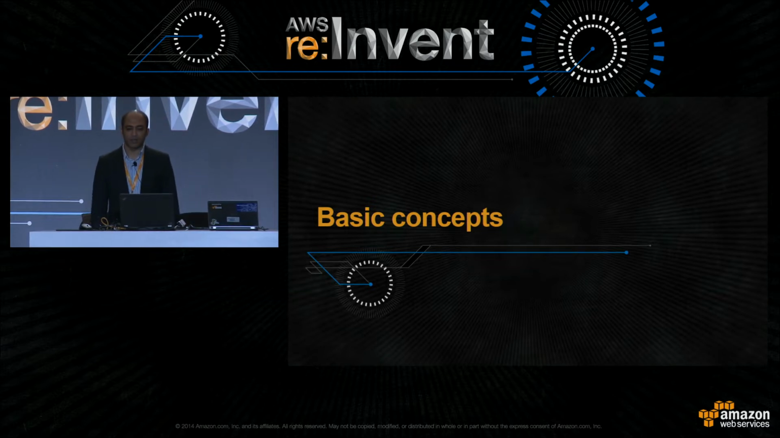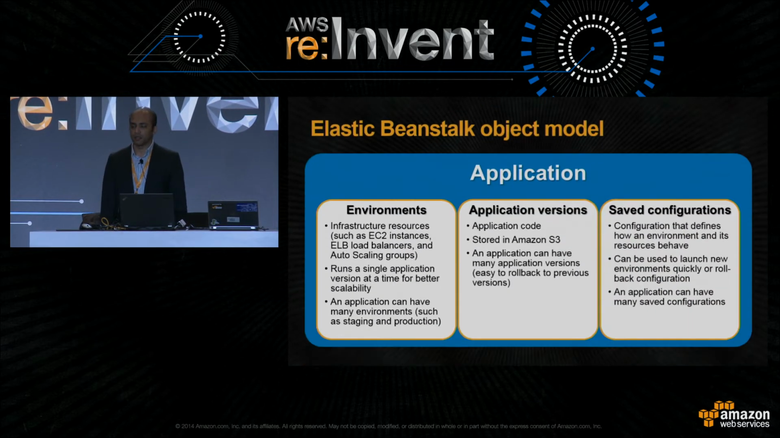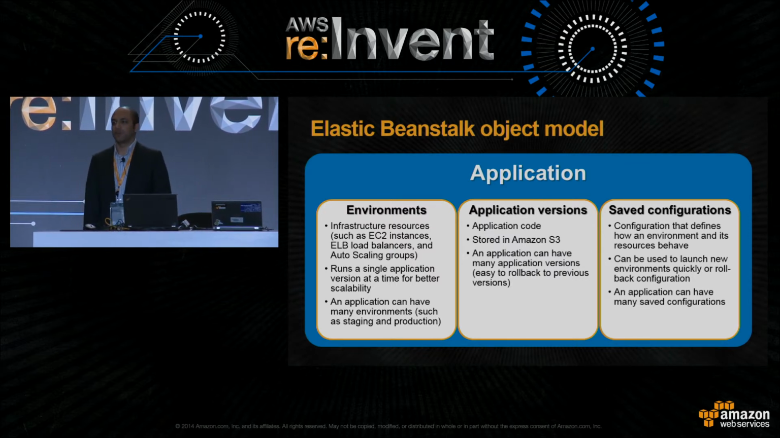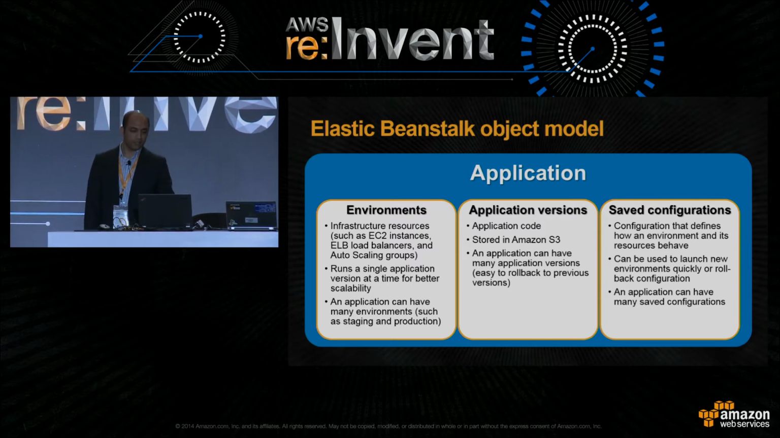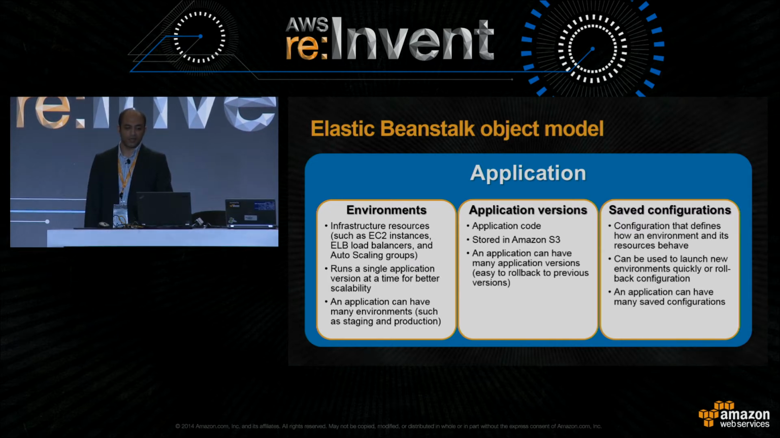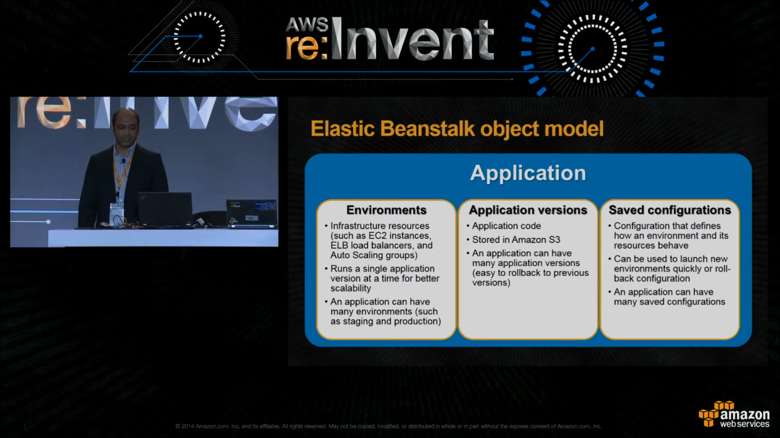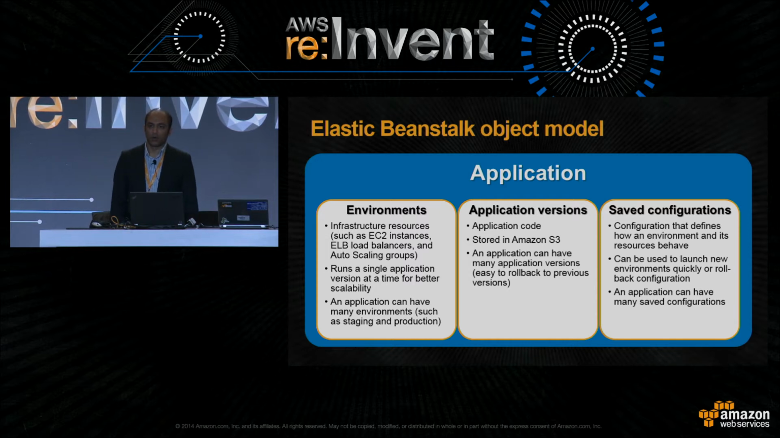As I mentioned, we're going to start with the Elastic Beanstalk object model. So in Elastic Beanstalk, you basically have 3 objects. You have applications, and under applications, you have environments, application versions, and saved configurations. Environments are what consist of your AWS resources, for example, EC2 instances, your ELB load balancers, your auto-scaling groups. These environments run a single application version at a time.